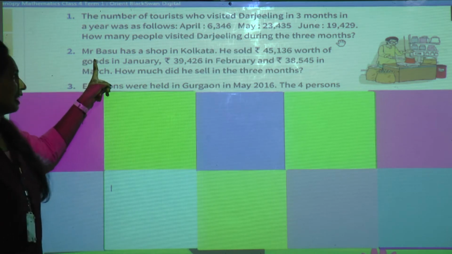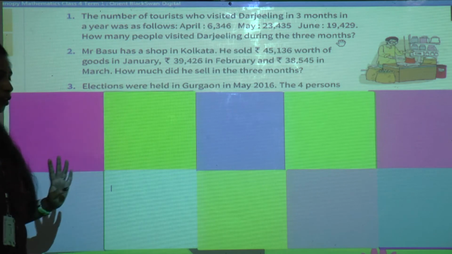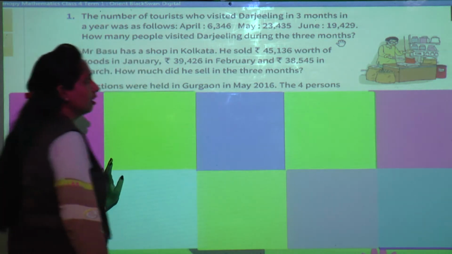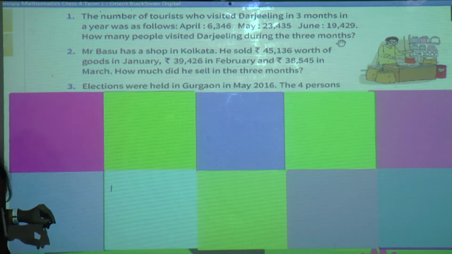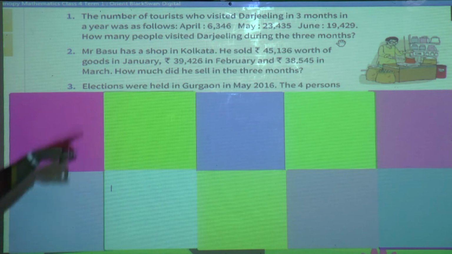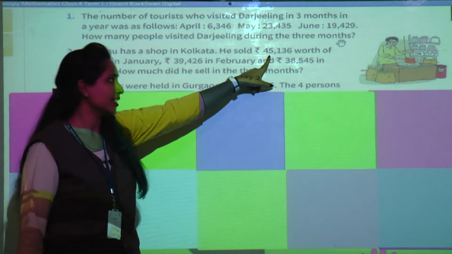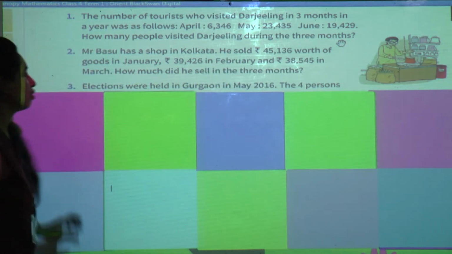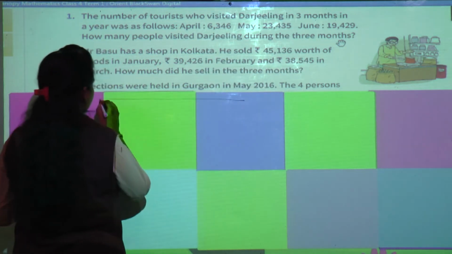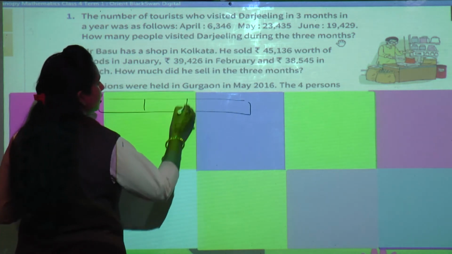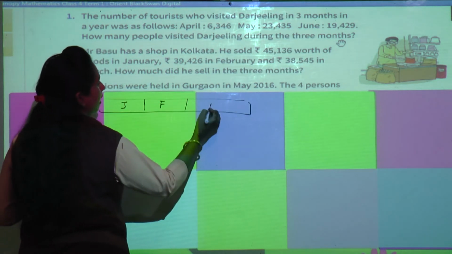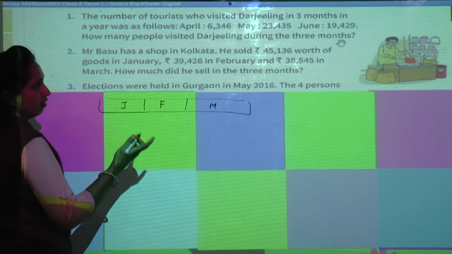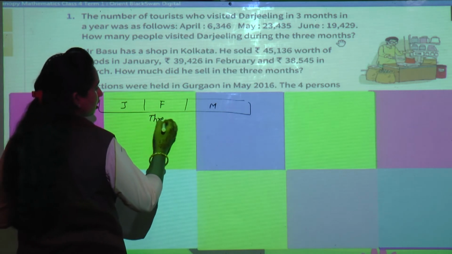So I'll explain once again. Mr. Basu has a shop in Kolkata. So who is here? See, they have given the picture. Mr. Basu has a shop in Kolkata. So what did he do? He sold some goods in the month of January. How much? This much. And in February, this much. And in March, this much. So what will you do? You will draw 3 months. Just now we have done January, February and March. So you have to find out the total he sold in 3 months.